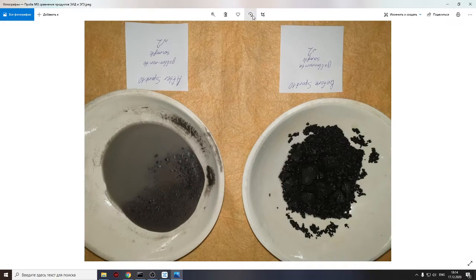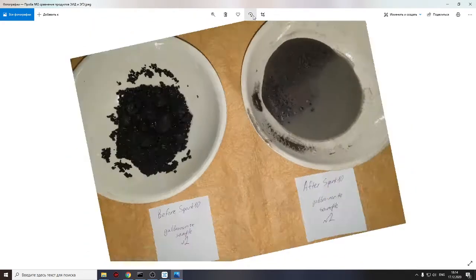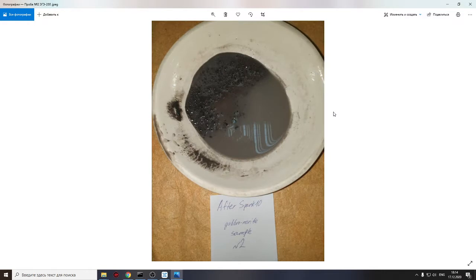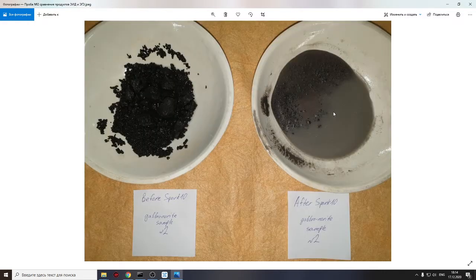Let me also show you the difference between Spark 10 and Spark 2 products. This is the liquid before Spark 10, and this is the result of disaggregation with Spark 10 after about 200 pulses.